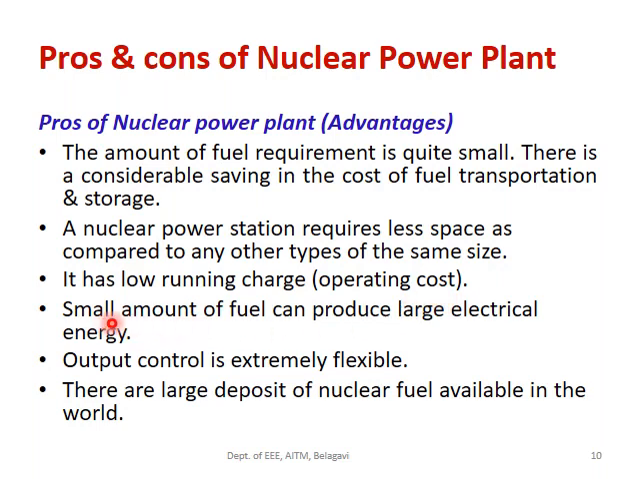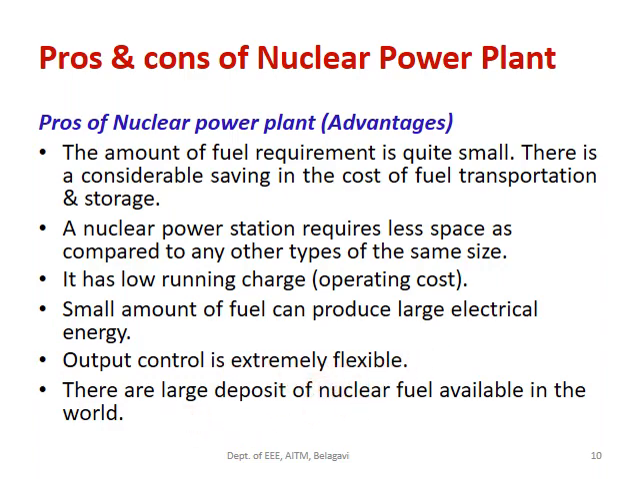A small amount of fuel can produce what? Large electrical energy. As I told, 1 kg of uranium 235 is equivalent to the energy produced by 4500 tons of coal. So a very small amount of fuel can produce a large amount of electrical energy. The output control is extremely feasible, so we can control the output, which is very flexible.